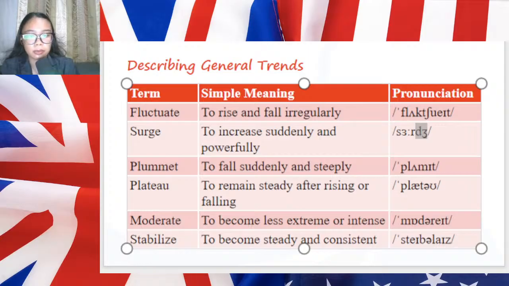Fourth is plateau. It means to remain steady after rising or falling. You can imagine the flat top of a mountain after climbing it. When something plateaus, it reaches a certain level, either high or low, and then stops changing significantly. It becomes relatively stable and flat, like a period of stagnation or equilibrium after a period of movement. In data, this would look like a horizontal line on a graph following an upward or downward trend, indicating that the rate of change has slowed down or stopped completely.